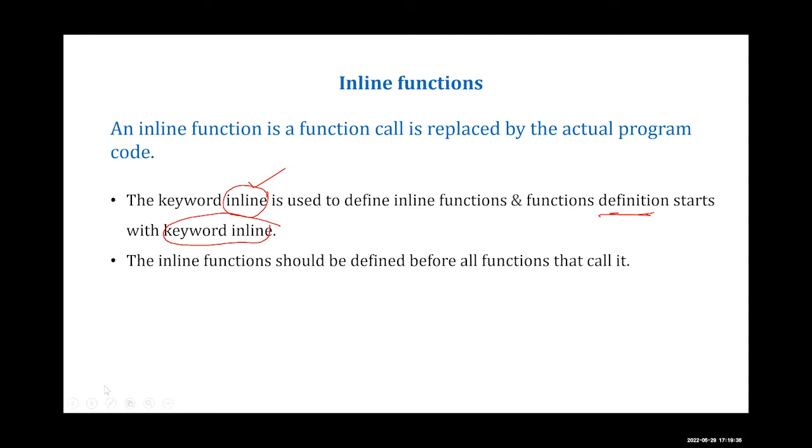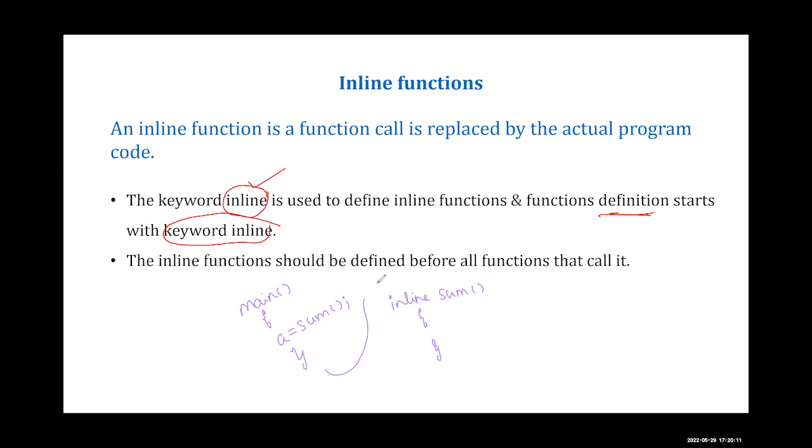Next, the inline function should be defined before all functions that call it. Now, what is the meaning of this? It means that if you are using an inline function, then the definition, for example, suppose I'm using an inline function inline sum, and it is over here, and my main is above that. Before this I am writing the main, and in the main I am calling the function as a is equal to sum. In this case, what is happening?